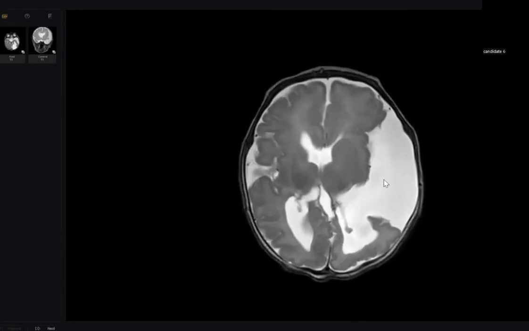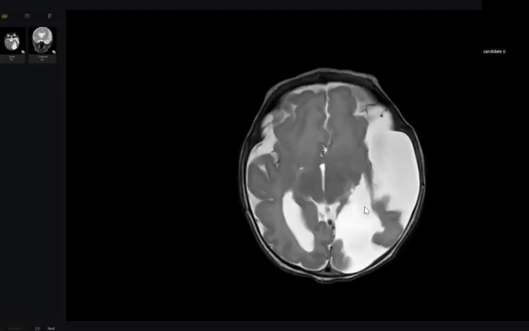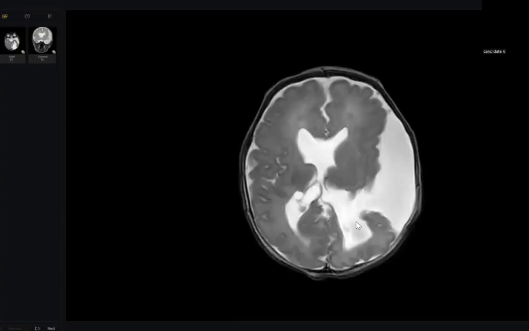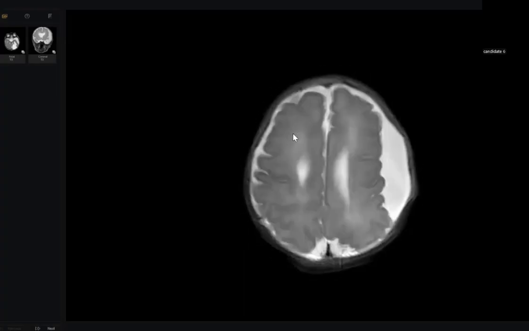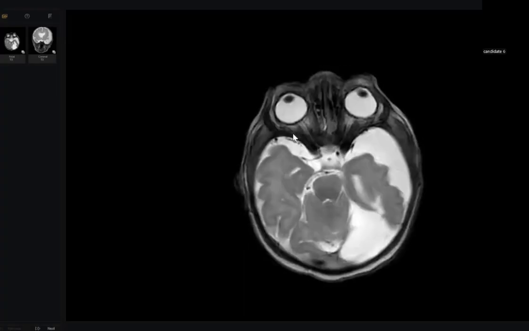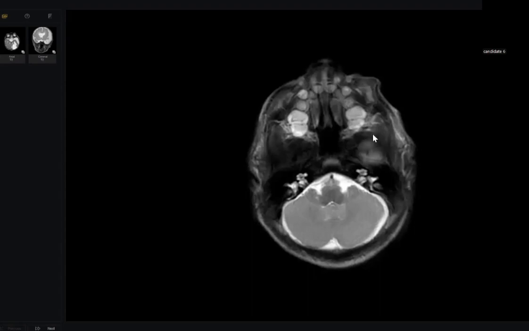Plus, there is a defect here. Okay, there is schizencephaly here, an open cleft, and there is another one here. Okay, two schizencephalies. Plus, there is abnormal white matter. This white matter, at least frontal, is not normal, but the patient has too big a disaster. Thank you, doctor, so much.